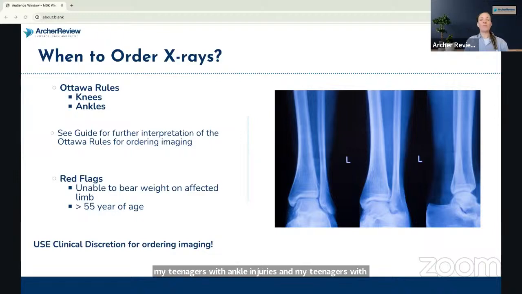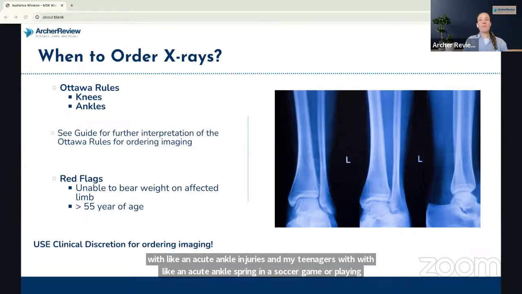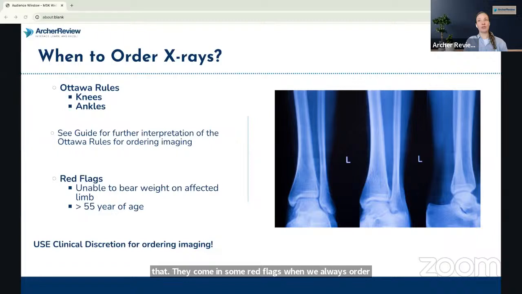Some red flags when we always order x-rays. If a patient can't bear weight on a joint, an x-ray is always very, very much indicated, okay? It's likely a fracture if you can't bear weight. People have different levels of pain tolerance, so you may not.